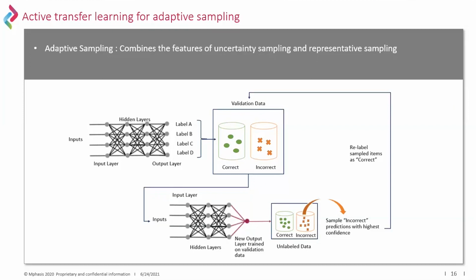And once sufficient data points are sampled, they can be provided with actual labels and included in the training data to increase the overall accuracy of the model. So this is how we can combine both features of uncertainty and representative sampling. Moving forward, I'll be explaining the use case that I have started with.